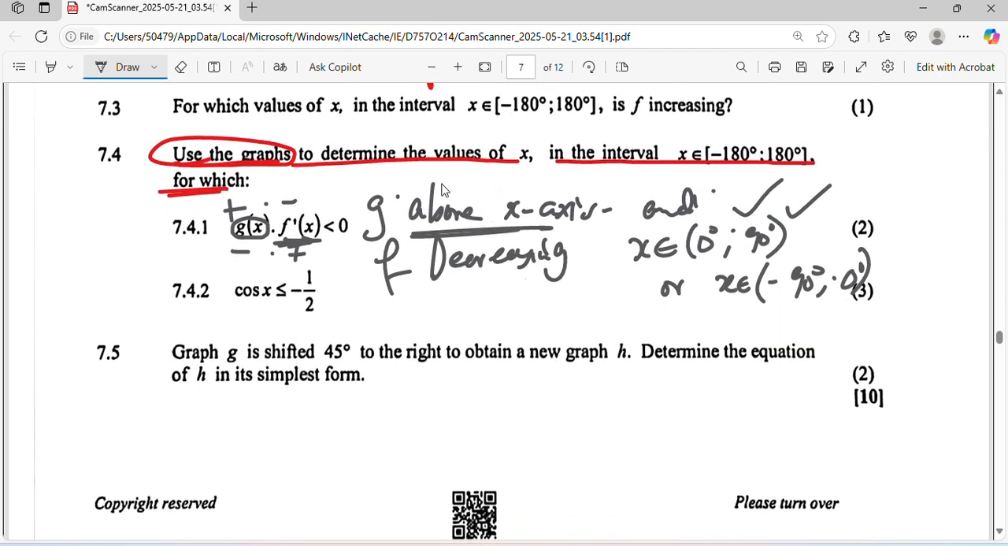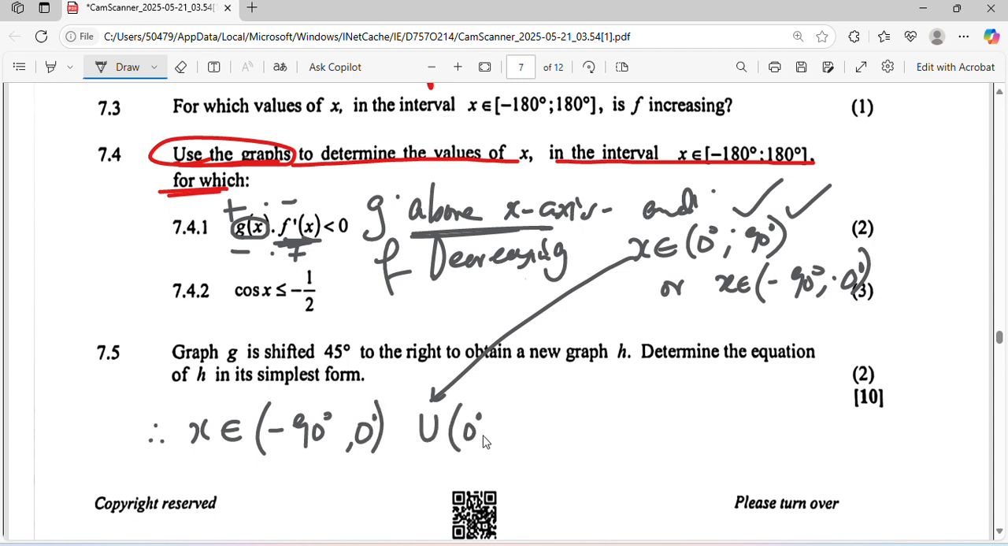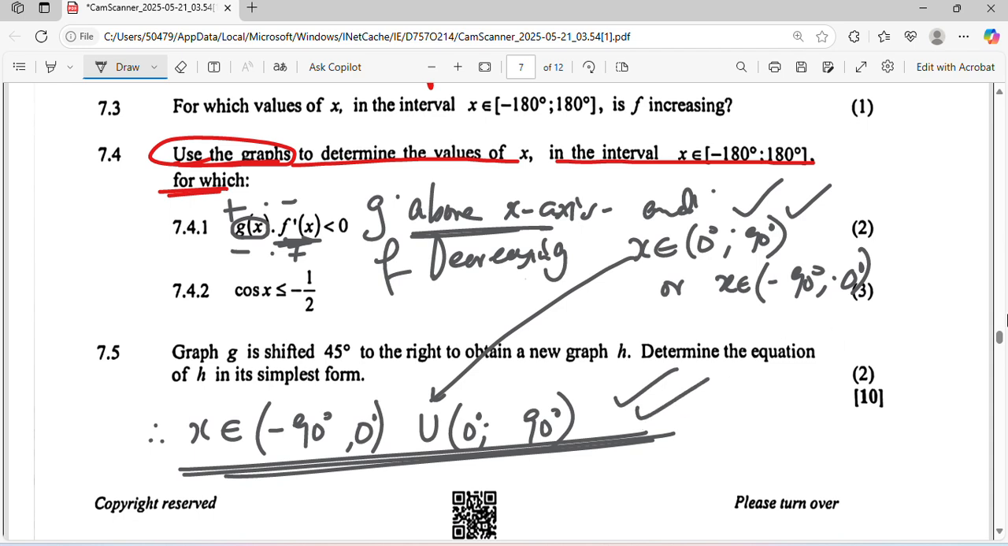Okay, so we can write this solution in interval notation. We can say therefore x must be an element from negative 90 degrees until 0 degrees, union from 0 degrees until positive 90 degrees. This is how you can write your solution set, your solution in interval notation. You move from negative 90 to 0, from 0 to 90. That is when this condition is going to be satisfied.